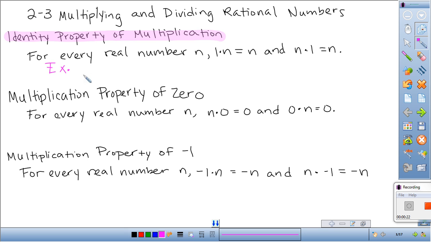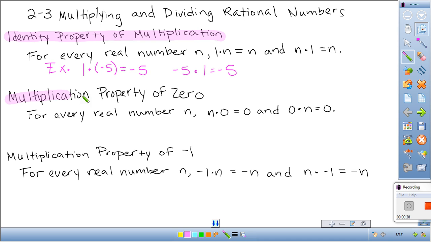For instance, 1 times negative 5 is still negative 5. Also, negative 5 times 1 is still negative 5. We know that no matter what number we multiply by 1, it'll still be that number.